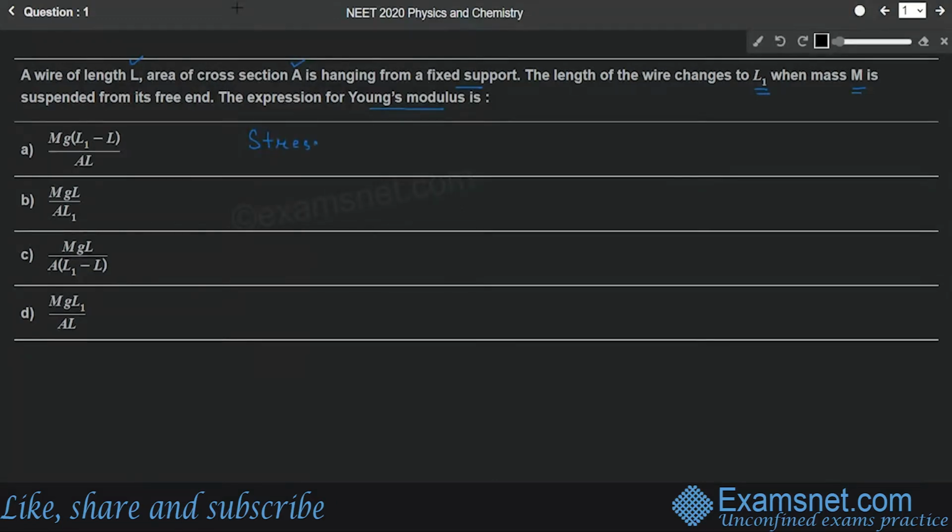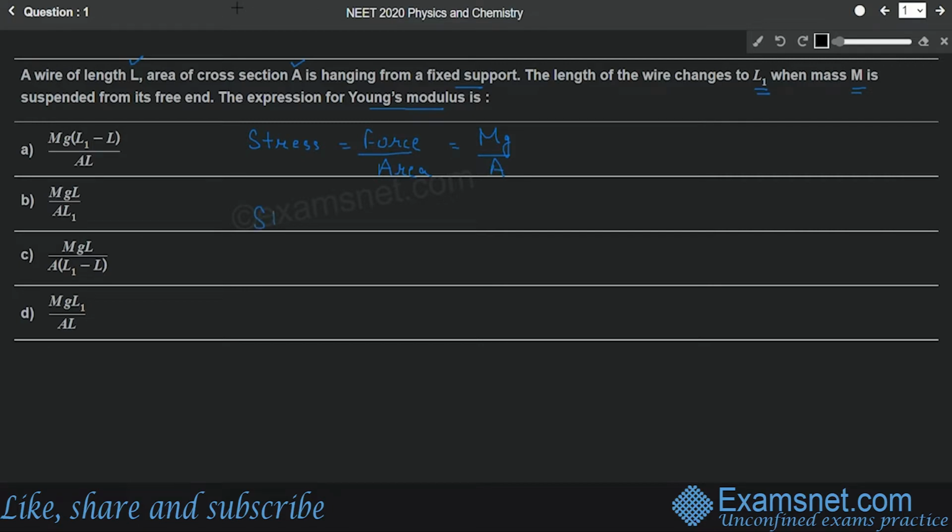So first we'll find out the stress, that is equal to force divided by area. Force in this case will be equal to mass into acceleration due to gravity, and area of cross section is given as capital A. So this is the stress.